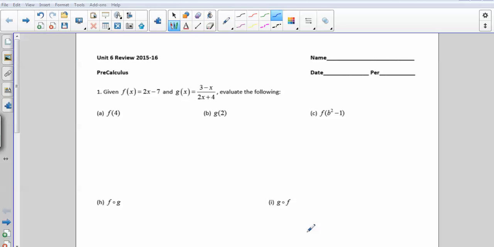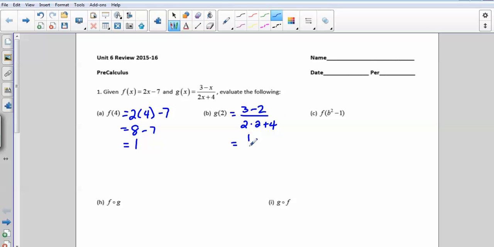In problem 1a, we're finding f of 4, so we need to substitute 4 for the x value. So 2 times 4 minus 7 is 8 minus 7, which is 1. In g of 2, we're using a new function. We're using g, and we're substituting 2. So we have 3 minus 2 over 2 times 2 plus 4. So our numerator is 1, our denominator is 4 plus 4, which is 8.